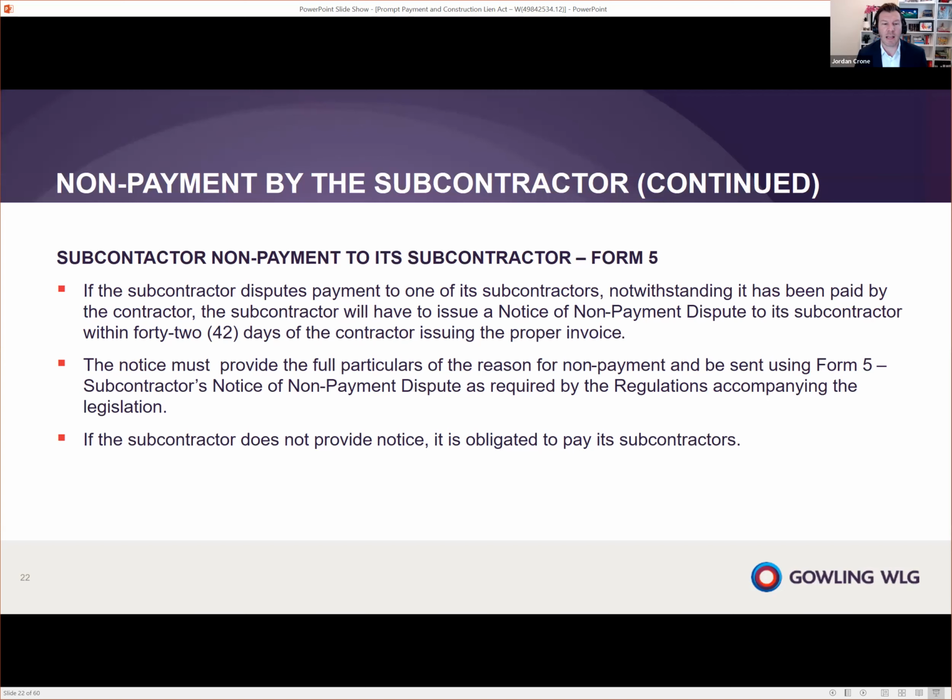And again, if they do not provide this notice within the 42-day timeline, they become obligated to pay their subcontractors in full. So if you're taking any issue or you're going to take an issue with an invoice, you really have to watch these timelines, because if you fail to follow the timeline, the monies will become payable in full.